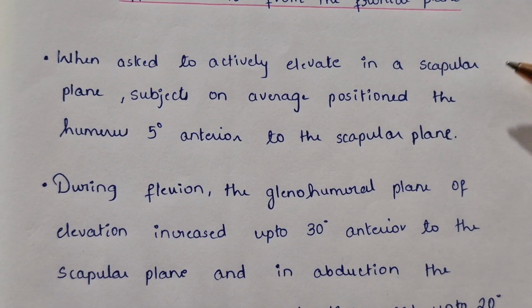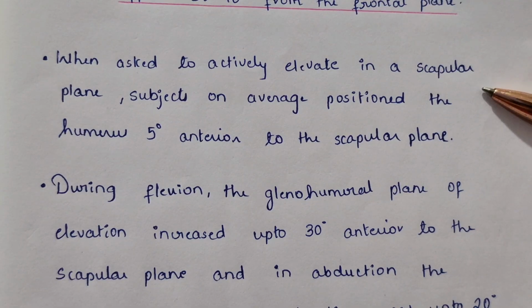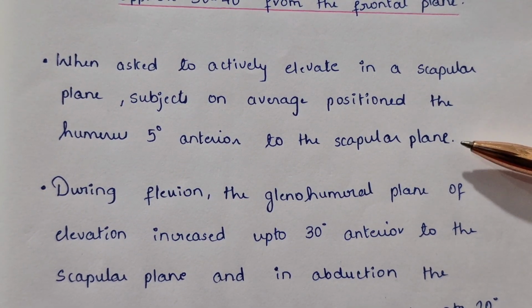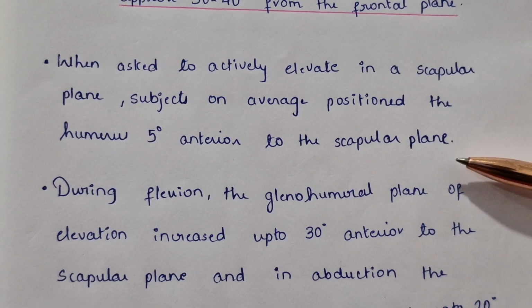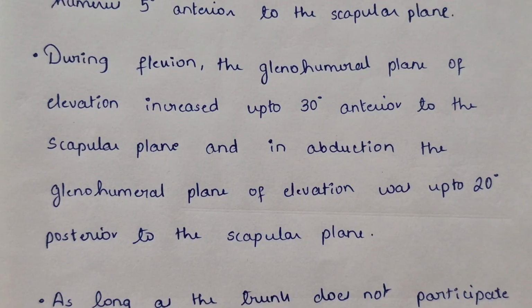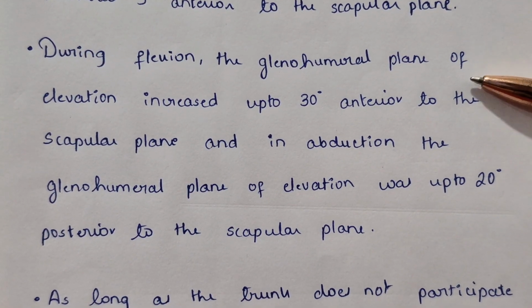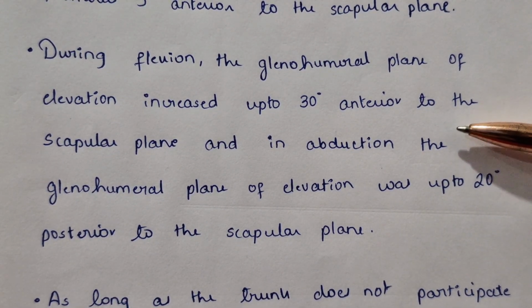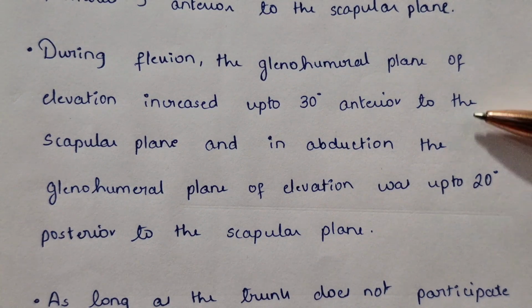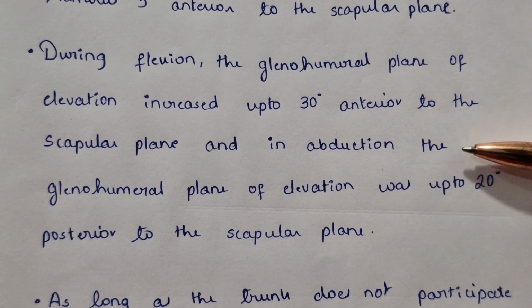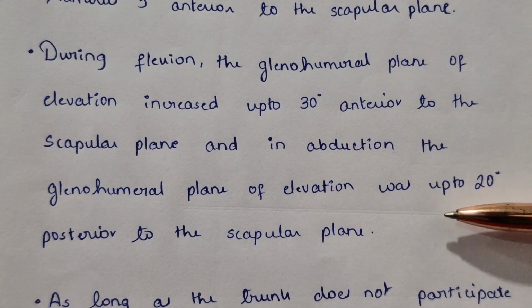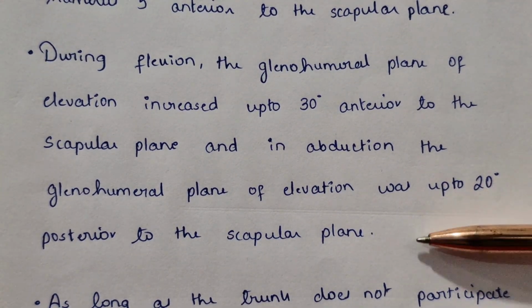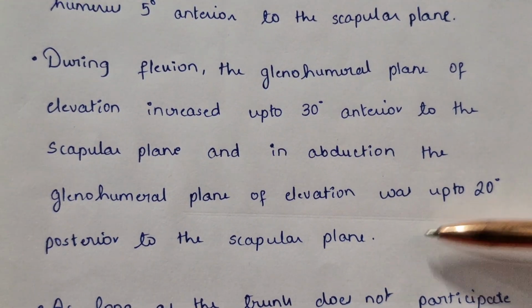When asked to actively elevate in a scapular plane, subjects on average positioned the humerus 5 degrees anterior to the scapular plane. During flexion, the glenohumeral plane of elevation is increased up to 30 degrees anterior to the scapular plane, and in abduction, the glenohumeral plane of elevation was up to 20 degrees posterior to the scapular plane.